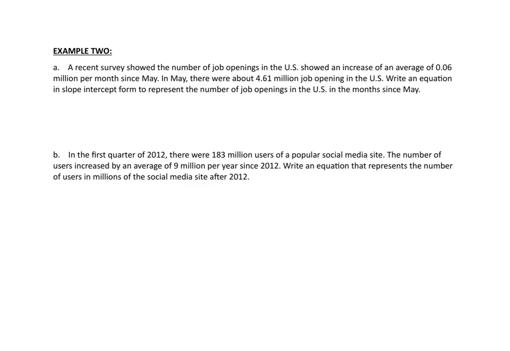All right, let's try a problem where we have to read through a situation and write an equation. It says, a recent survey showed the number of job openings in the U.S. showed an increase of an average of 0.06 million per month since May. In May, there were about 4.61 million job openings in the U.S. Write an equation in slope-intercept form to represent the number of job openings in the U.S. in the months since May.